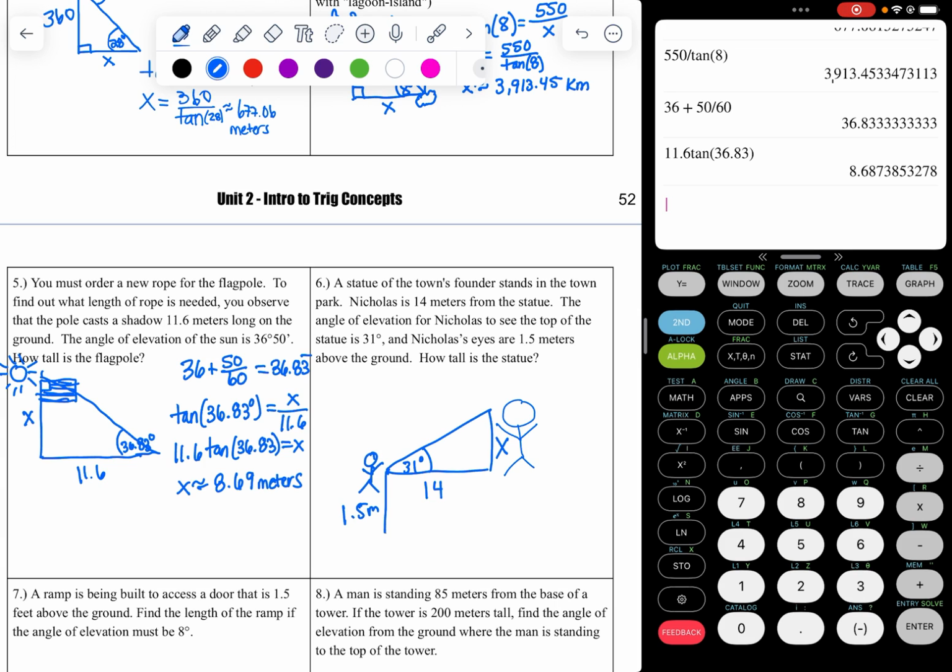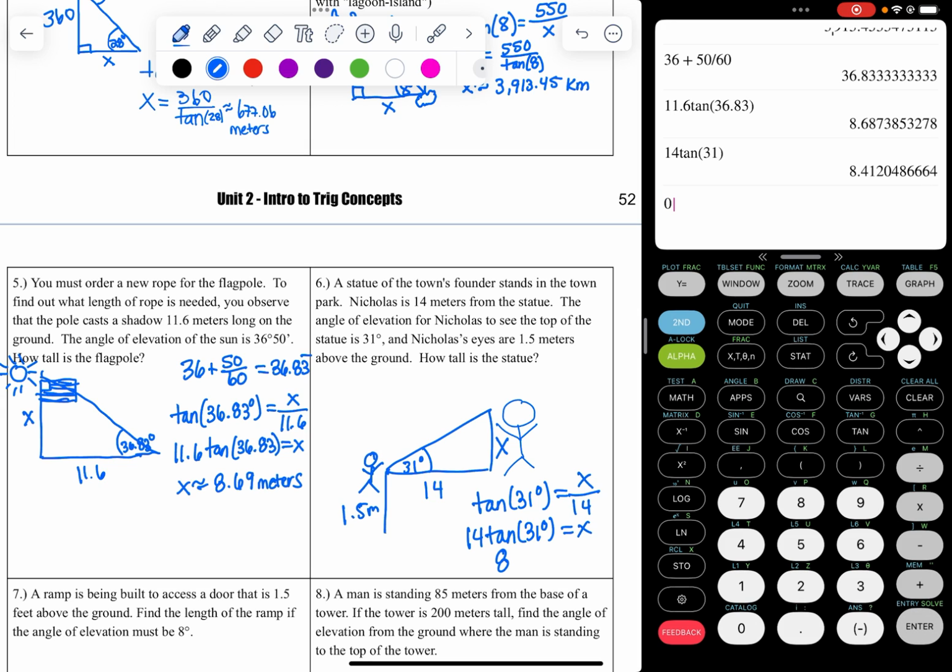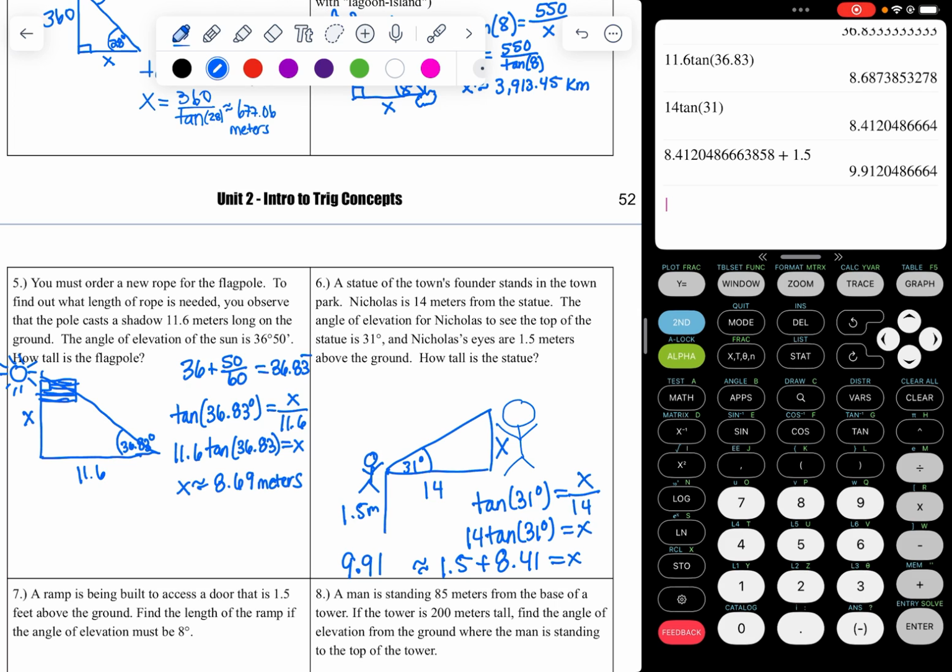How tall is the statue? So we will say tangent of 31 degrees equals opposite over adjacent. So we'll multiply by the 14 to get x by itself. And we will get 8.41. But then we also have to add on to that the 1.5 meters that his eyes are above the ground. And we figure out that the statue is approximately 9.91 meters tall.